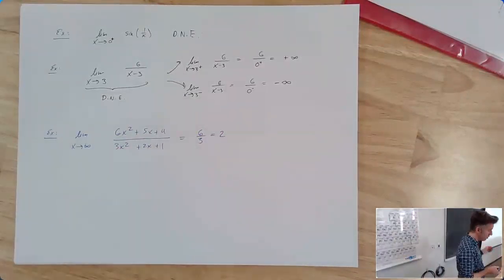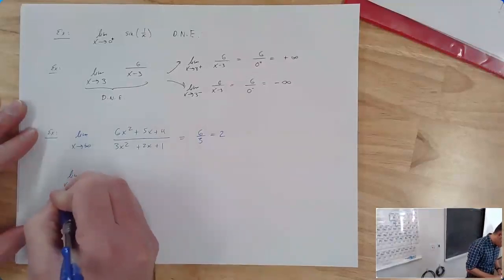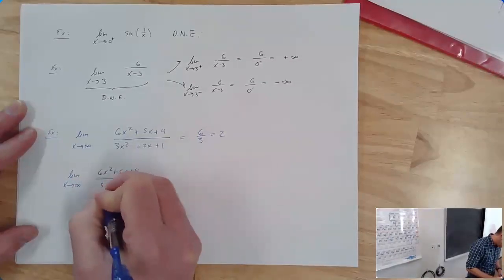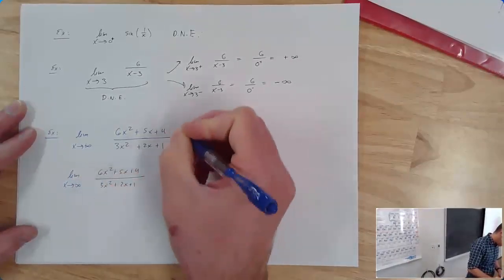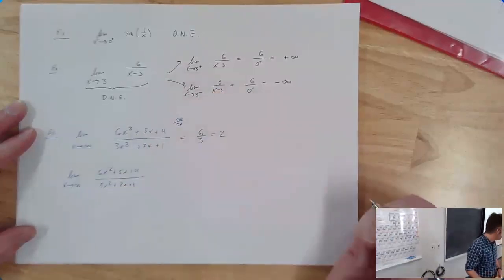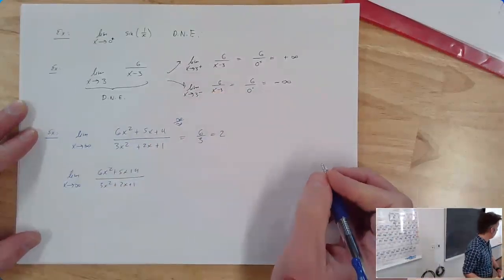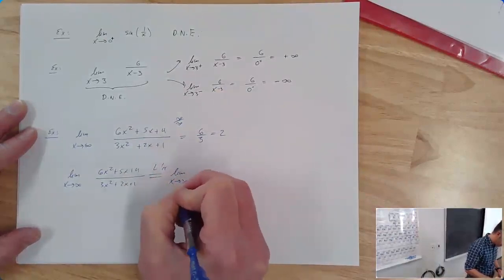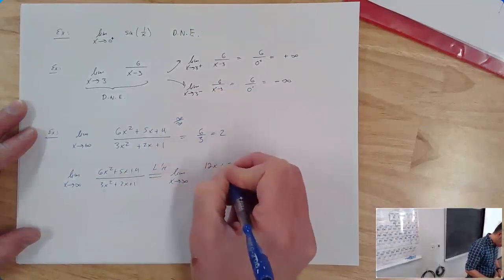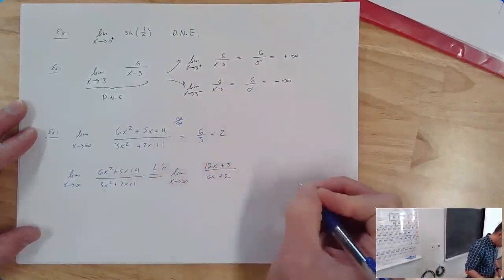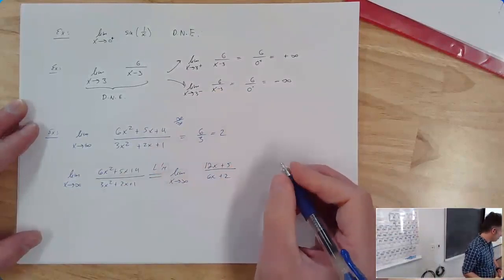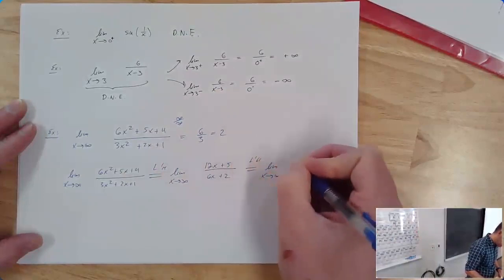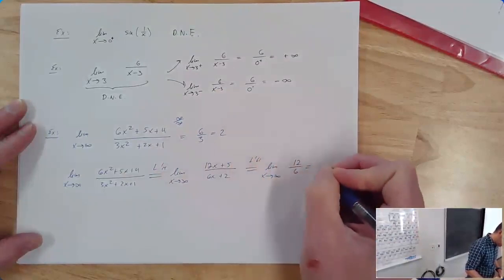You don't really need to, but you could say this is the limit as x approaches infinity of 6x squared plus 5x plus 4 over 3x squared plus 2x plus 1. It's definitely an infinity over infinity type. Top's certainly going to infinity, bottom's certainly going to infinity. So if we use L'Hopital's rule, we get the limit as x goes to infinity of 12x plus 5 over 6x plus 2. Still an infinity over infinity type, so I use it again. And you get the limit as x approaches infinity of 12 over 6, which is 2.